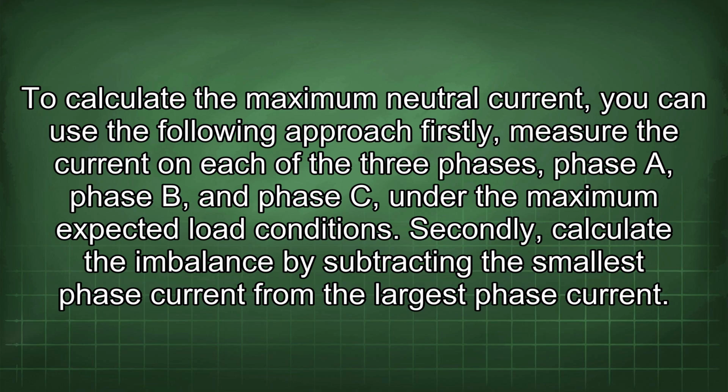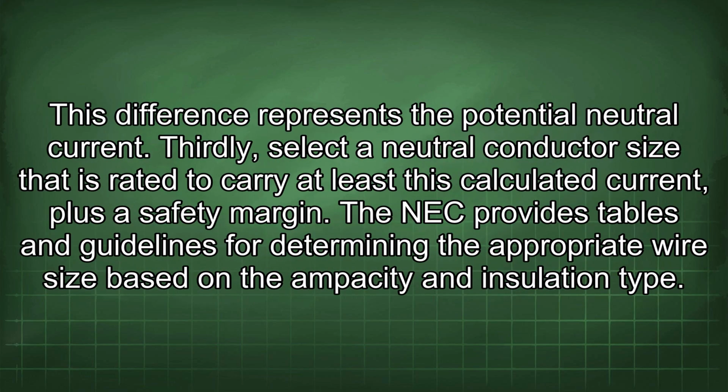Firstly, measure the current on each of the three phases, Phase A, Phase B, and Phase C under the maximum expected load conditions. Secondly, calculate the imbalance by subtracting the smallest phase current from the largest phase current. This difference represents the potential neutral current.